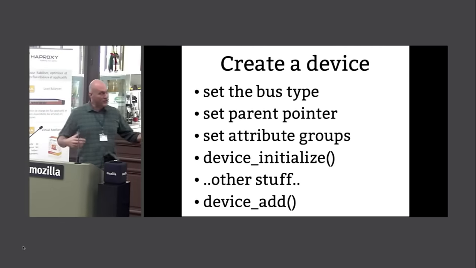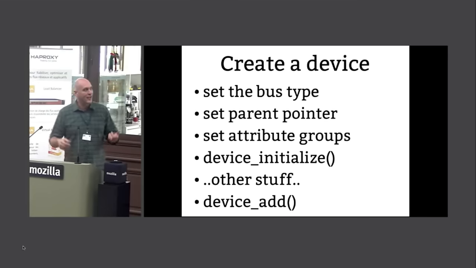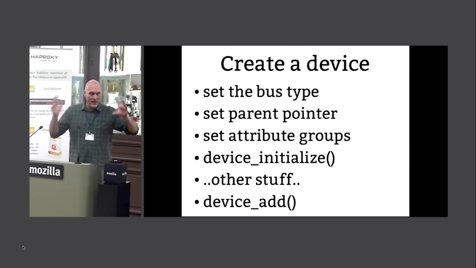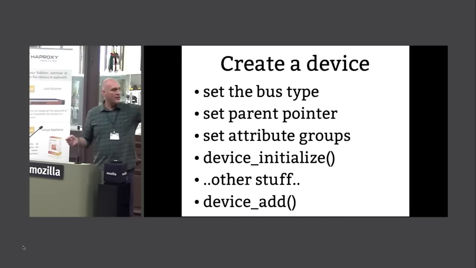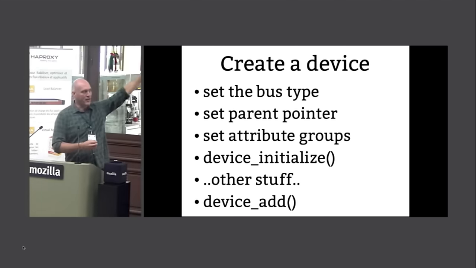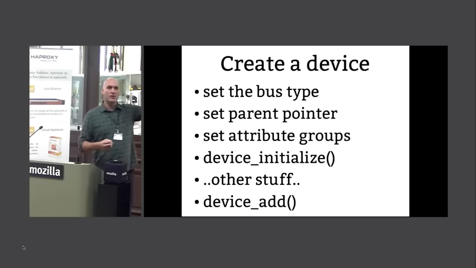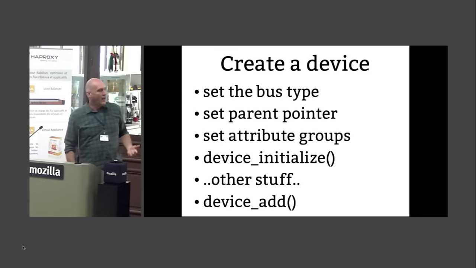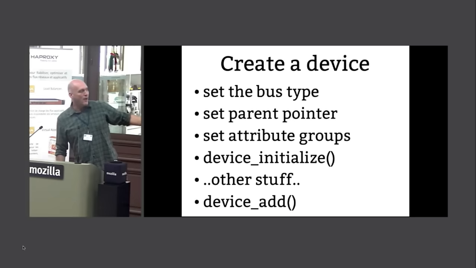So a bus has to create a device. Here's an example of something that's complex. You have to set the bus type. You have to set the parent of where it is in the tree, and set the default attribute groups. You have to initialize the device. You can do other magic things depending on your bus. And then you have to tell the driver core it's added. The driver core then goes off and tries to match the device to a driver that you had previously registered. So it's going to call back into your bus again. It's tricky and it's messy.